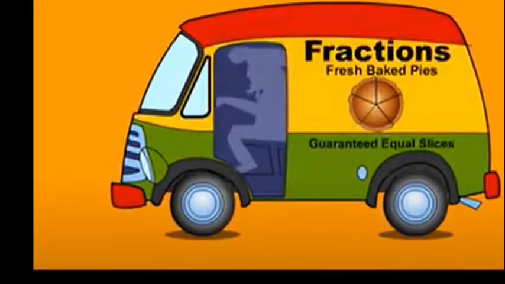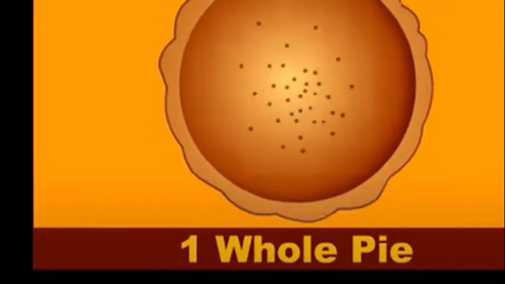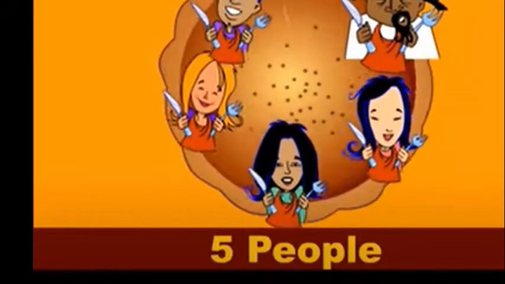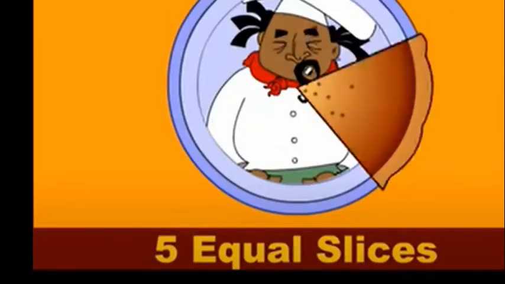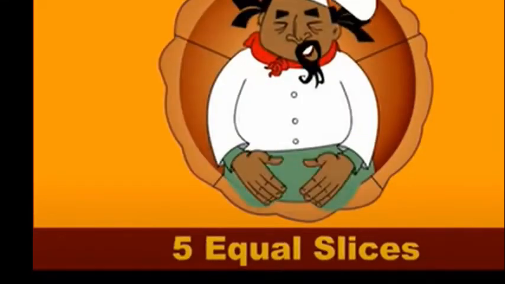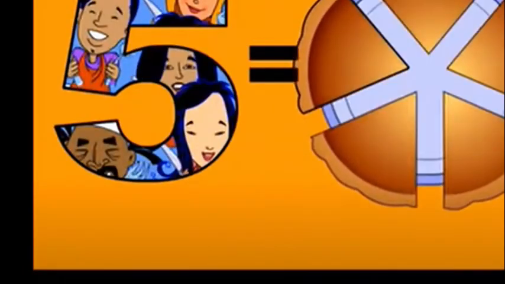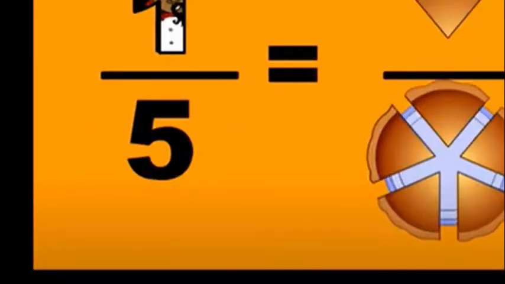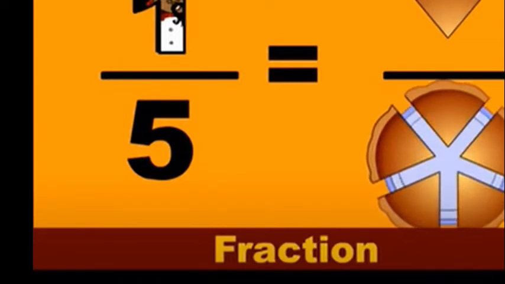Are you ready? We had one whole delicious apple pie and 5 hungry people to share that pie. We divided that pie into 5 equal slices. Yeah man, 5 slices. My share was 1 slice of that pie. Out of 5 equal slices of the whole pie, I got 1/5 of the pie. And that's a fraction, a proper fraction.